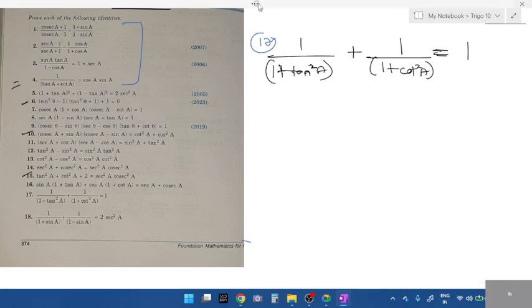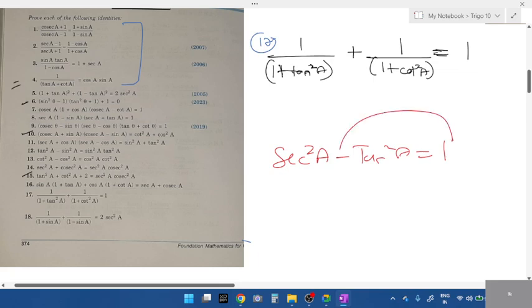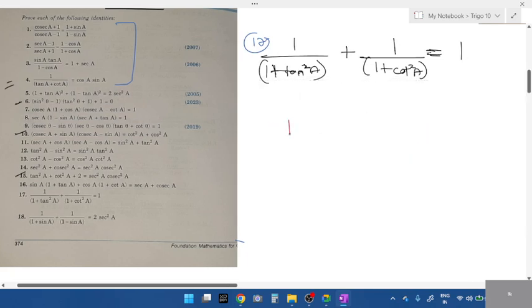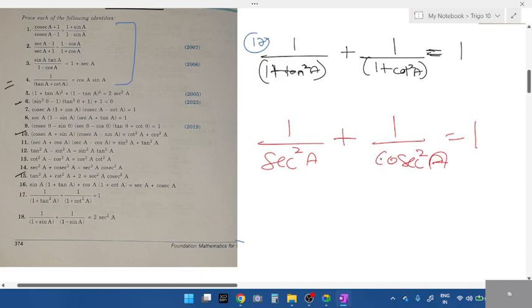Fine. Look at the denominator. What can we replace 1 plus tan square A with, students? All of you will respond. If tan square is given, what's the formula? Sec square A minus tan square A is equal to 1. This goes to the other side, 1 plus tan square A. So what should I replace this 1 plus tan square A with? Write it as sec square A. Next, it's a very simple question. What should I replace 1 plus cot square A with? Cosec square A.